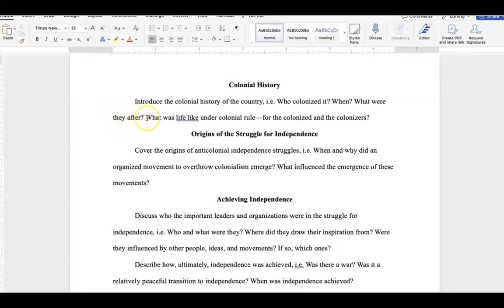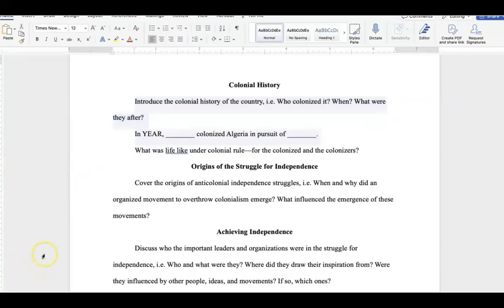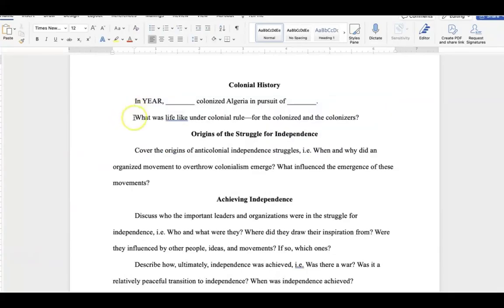In this first part, I decided I wanted to write 2 separate paragraphs, one about the colonial history, who colonized, when, and then another one about what life was like. So I want to take the question and rewrite it as a sentence. So I might write, in year blank, blank country colonized Algeria in pursuit of. And once I do that, I can erase the question and move on to my second question.